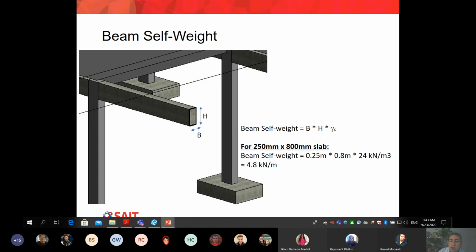Gamma is 24 kilonewton per cubic meter, which means both the width and the depth of your beam should be in meters. And you will get this number, 4.8 kilonewton per meter.